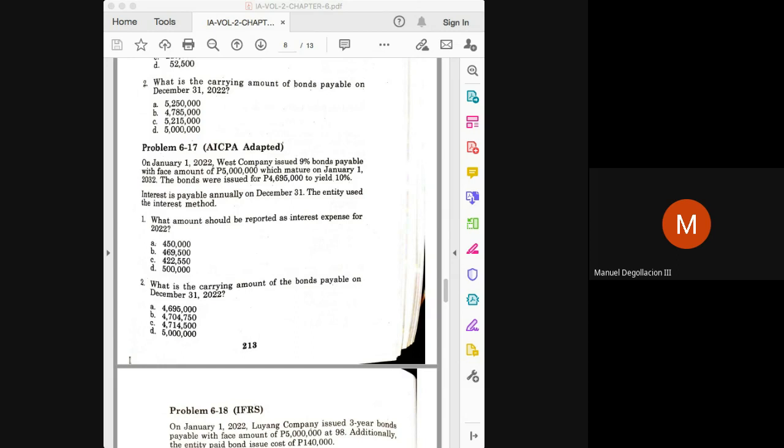Okay. Now, I hope nobody is thinking that the figures under the straight line method and under the effective interest method are supposed to be the same. Okay. The amounts are expected to be different. We're just using the same problem to demonstrate the application of the two methods.